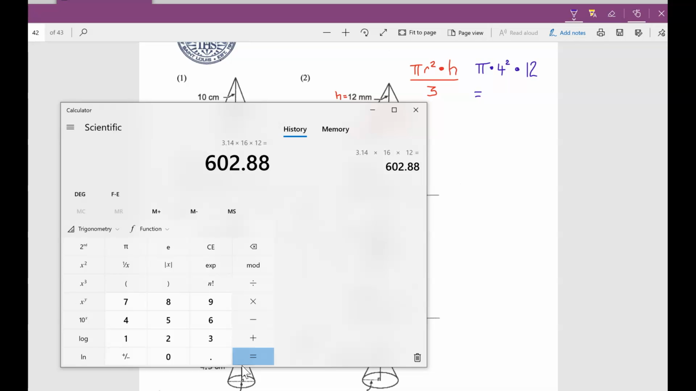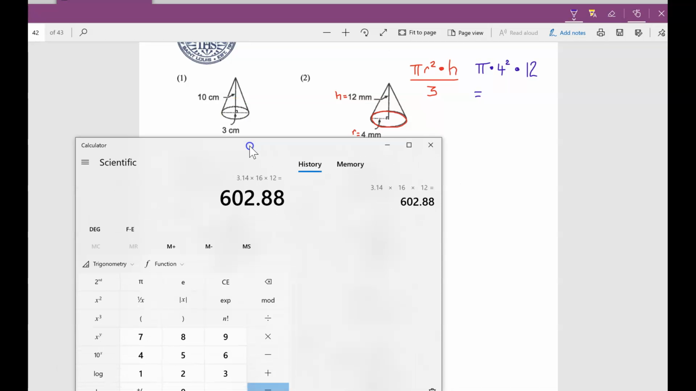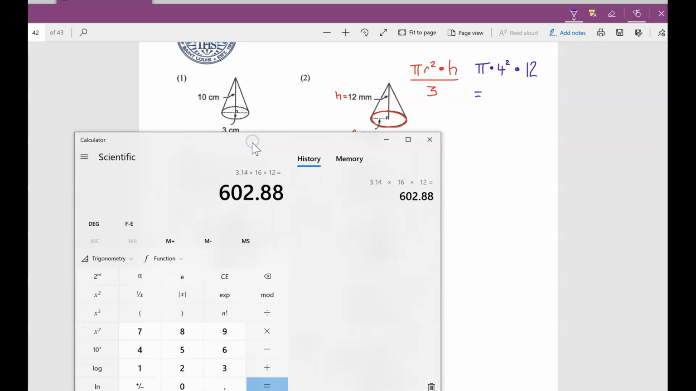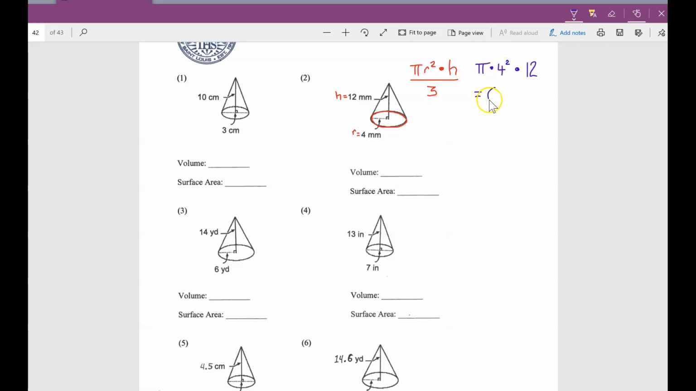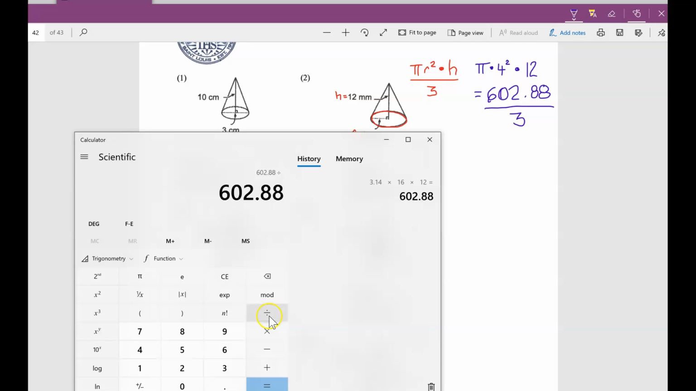The volume of a cylinder with a radius of 4 and a height of 12 would be 602.88 millimeters cubed. But this is a cone, and a cone is always 1/3 the volume of the identical cylinder. So there's the answer to that problem, but we have one more step. Because it's a cone and it's 1/3 the volume, we have to divide by 3. So let's divide that by 3.